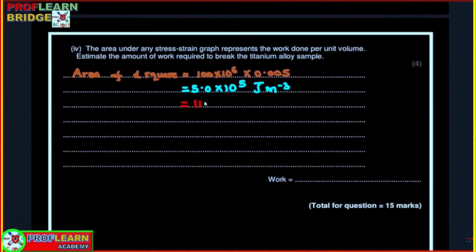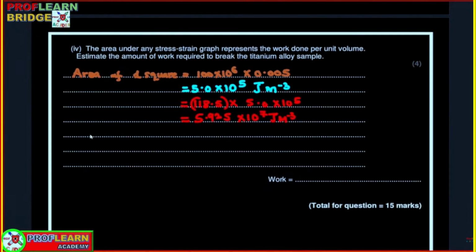Now I've worked out that the number of squares below the graph is 118.5, then times the area of one square, which is going to be what? Let us work it out using a calculator and see what we get. It is 5.925 times 10 raised to the power 7 joules per meter cubed.